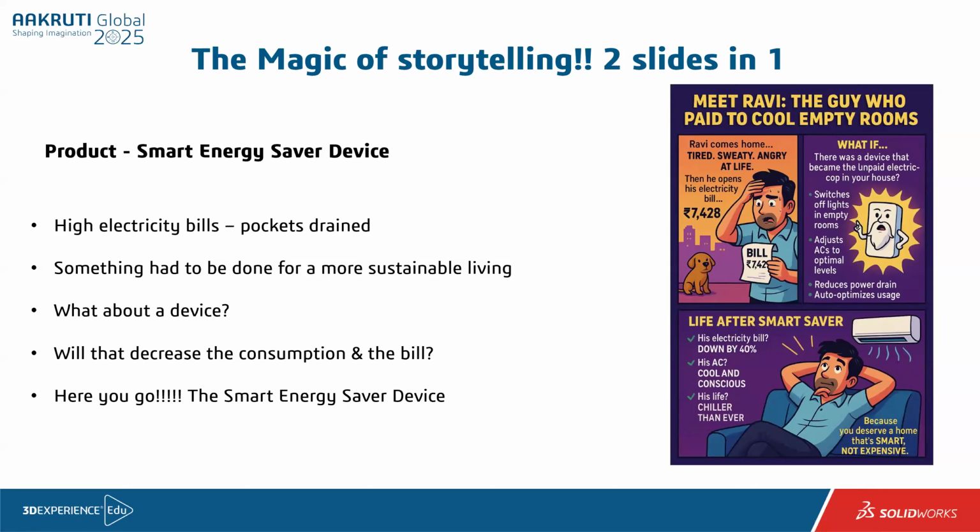And then your fifth question, boom, your product. Here you go, the smart energy saver device. So all your 5 answers are in the right image. It also tells you it switches off lights automatically. It adjusts the AC to optimal levels. It also reduces drain, auto-optimizes based on usage. So from being worried about higher bills, now his electricity is down by 40%. AC is cool, his life is chiller, and now it also says that you deserve a home that's smart and not expensive.